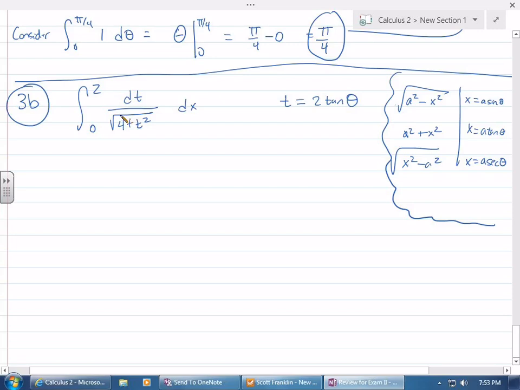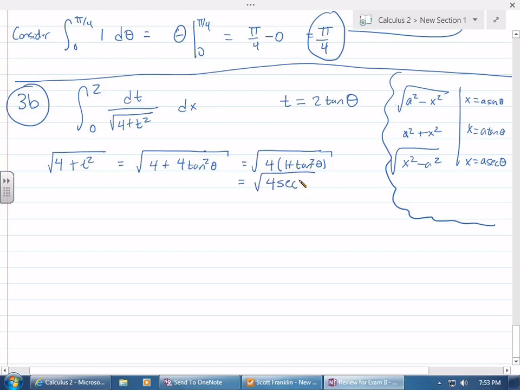So let's figure out what this becomes. Let's look at the square root of 4 plus t squared. If I let t be 2 tangent theta, it becomes 4 plus 4 tangent squared of theta. So factor out the 4. You've got 1 plus tangent squared theta. And now what is 1 plus tangent squared? Secant squared. So the square root of 4 secant squared of theta.